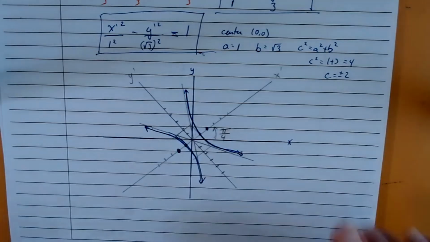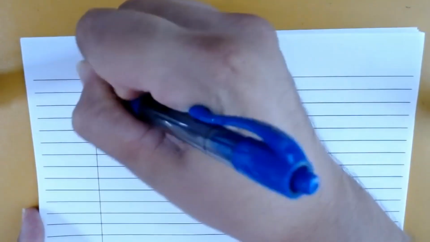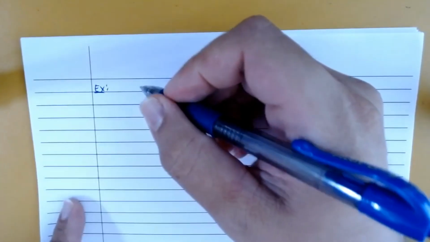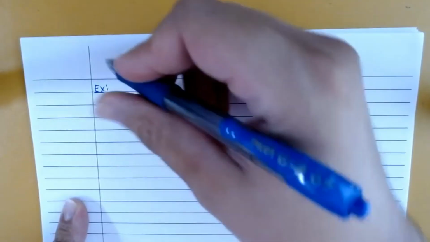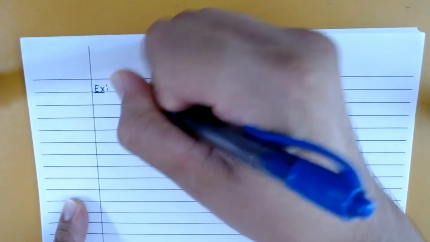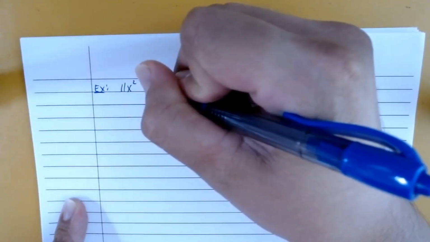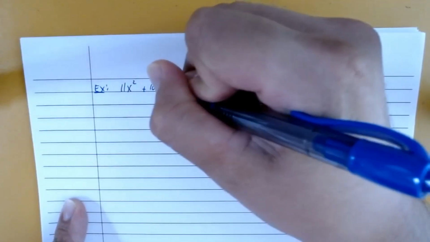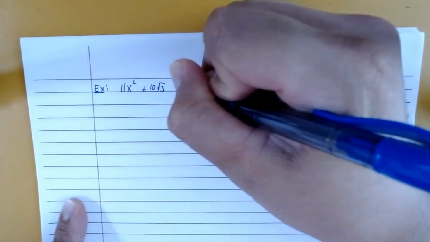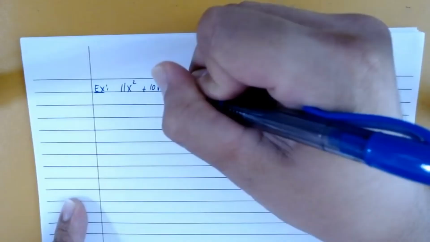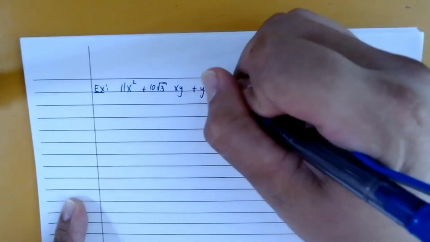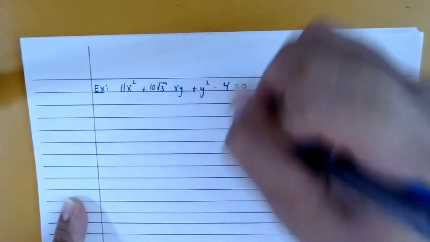All right, so let's go ahead and have you try one. We're going to go ahead and do this one in stages. So go ahead and try the following. Consider the equation 11x squared plus 10 root 3 xy plus y squared minus 4 equals 0.